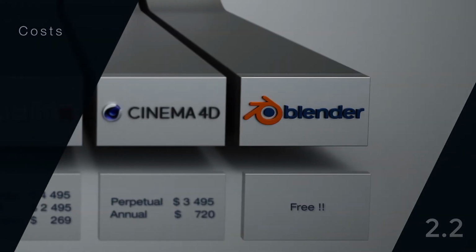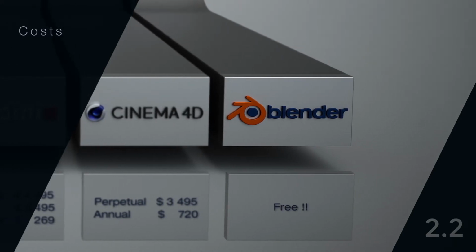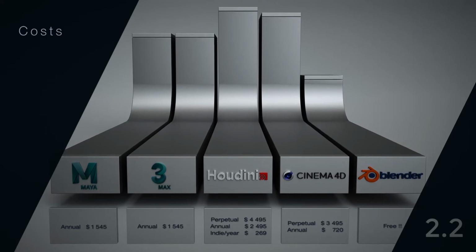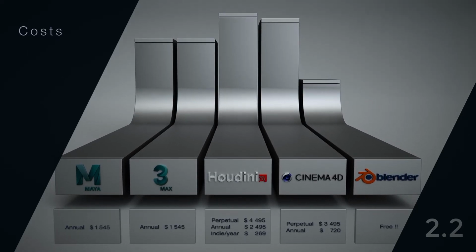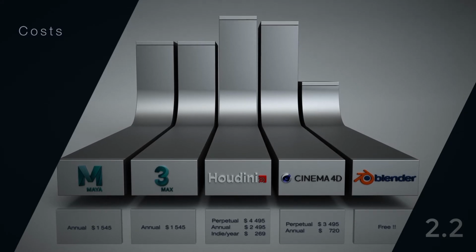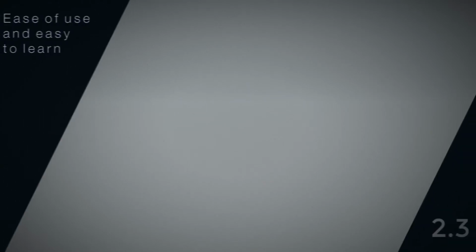In this category, Blender is the winner because it's completely free. You can also see in this graphic that Cinema 4D and Houdini, in their full versions, are the most expensive programs, but all of the programs have a free version to try.